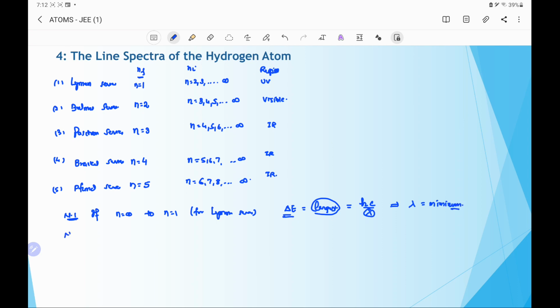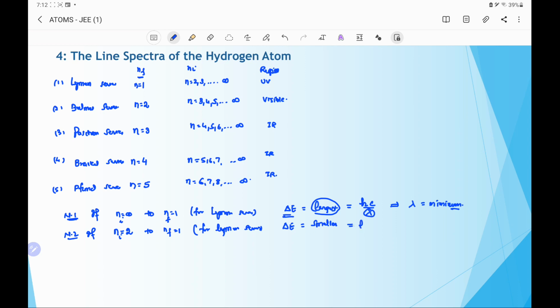Similarly, if n is equal to the next to the ground energy state, for example for the Lyman series, if the initial state is 2, this is Ni and this is Nf, and it transits from Ni equal to 2 to Nf equal to 1, for example for the Lyman series, then this delta E will be smallest in comparison to other transitions in the same series.